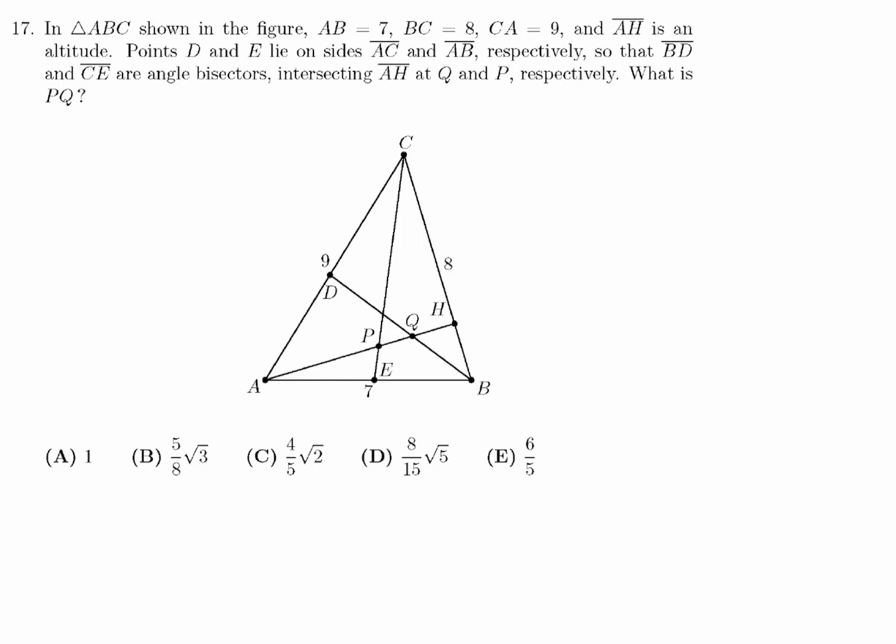In triangle ABC shown in the figure, AB is 7, BC is 8, CA is 9. AH is an altitude. Points D and E lie on sides AC and AB respectively so that BD and CE are angle bisectors intersecting AH at Q and P respectively. What is PQ?